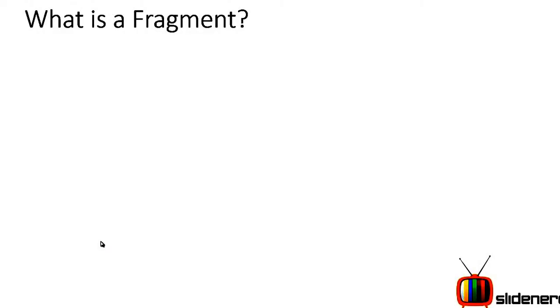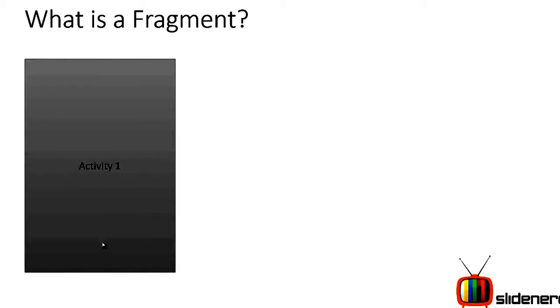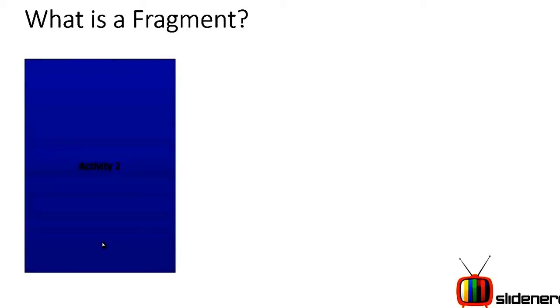So first question, what is a fragment? Here I have an activity 1. When the user clicks on the activity or performs some action with it, eventually at some point he's going to go to activity 2. This used to be the traditional navigation model before Android 3.0. After Android 3.0, let's see how things have changed.